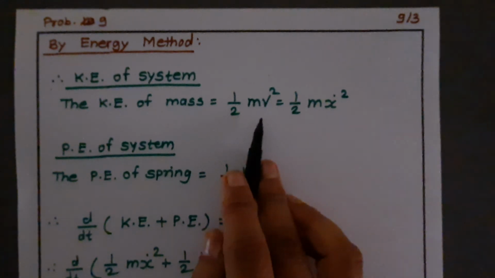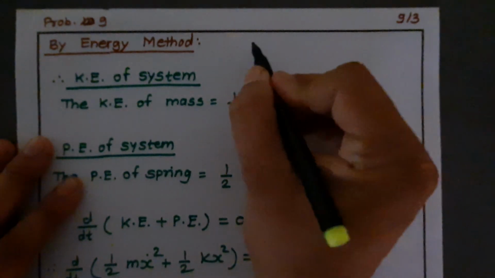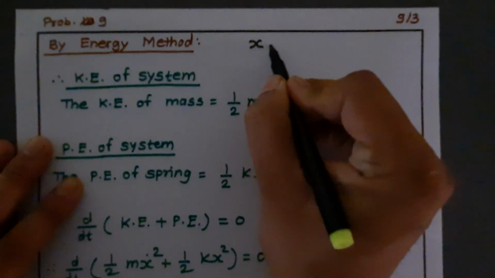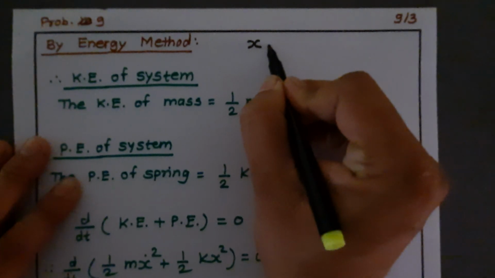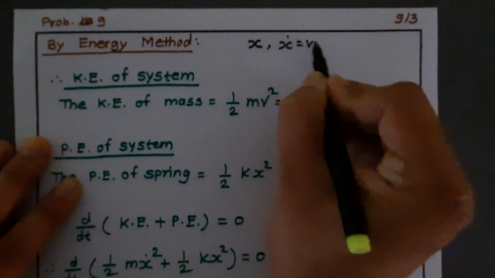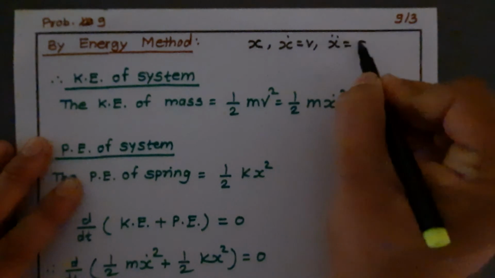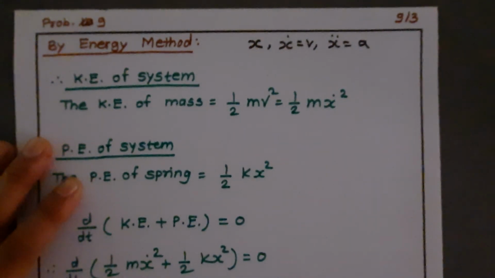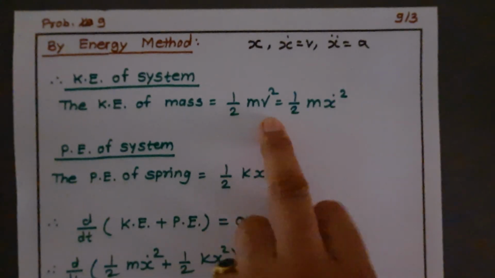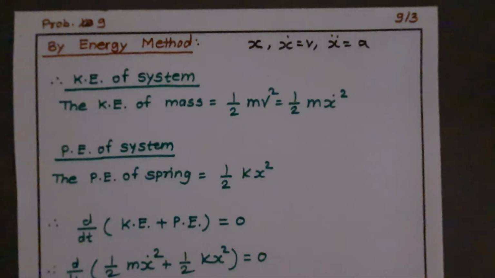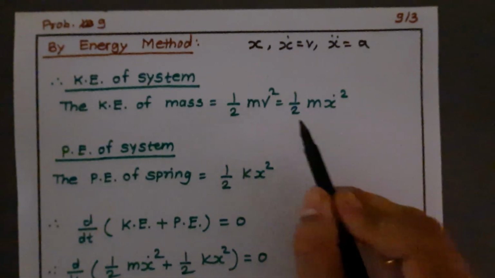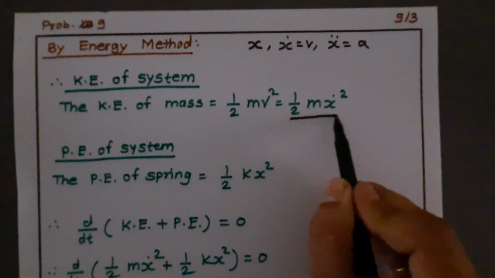And friends, in our vibration we take f. If x is the displacement, then we will take x dot as velocity and x double dot as acceleration, or we can say linear velocity and acceleration. So here I am going to replace v with x dot. So the kinetic energy of the mass formula is 1/2 m x dot square.